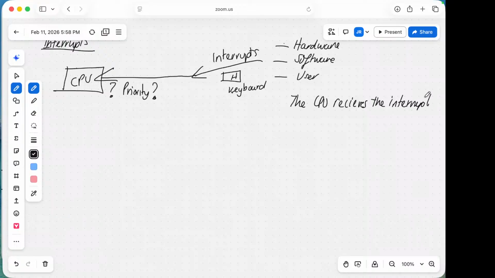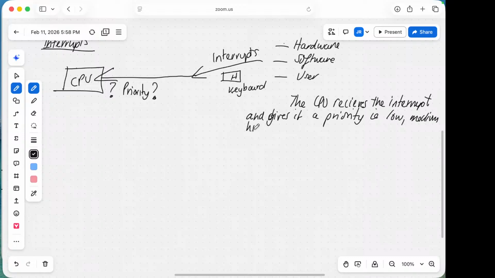And it is worth persevering with this one and staying for this one because they do like asking questions about it. So the CPU receives the interrupt and gives it a priority. You don't have to worry too much, but i.e. low, medium, high. Now, if it's low, then it'll probably just ignore it. If it's medium or high, it might think, actually, I need to do something about this. And normally, if you're pressing a key on a keyboard, that is fairly high priority. Anyway, it's given a priority and there is an interrupt queue.